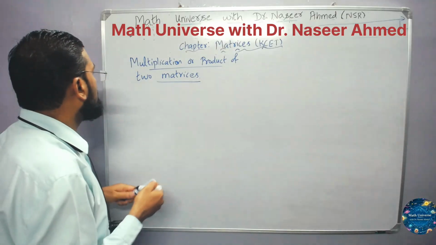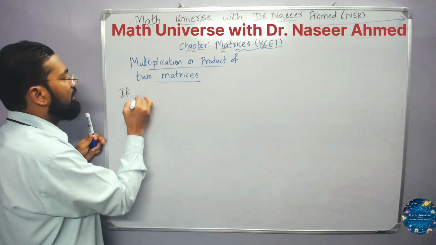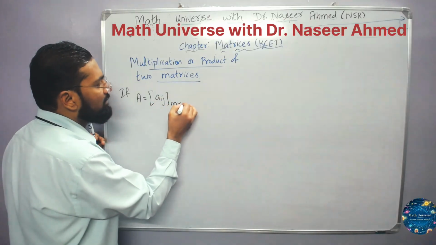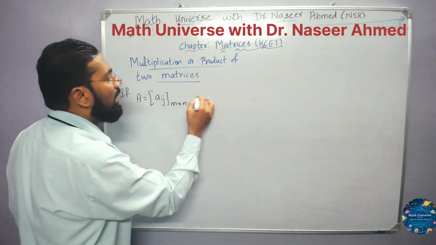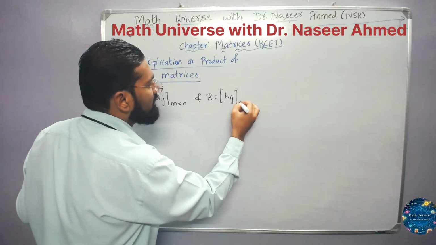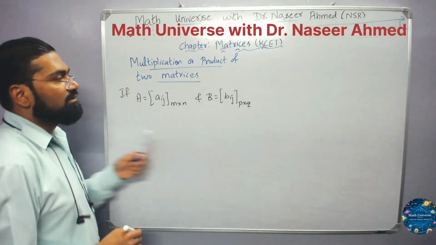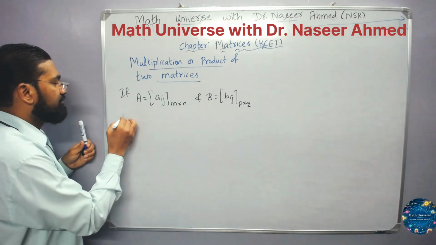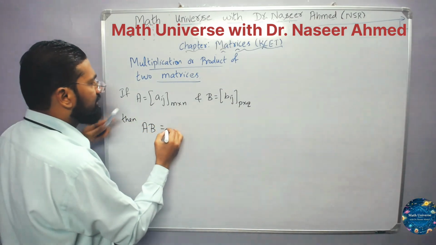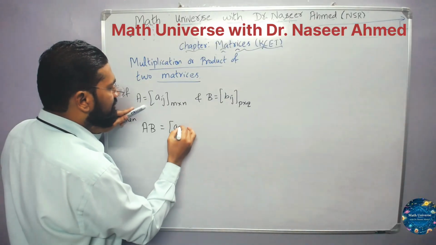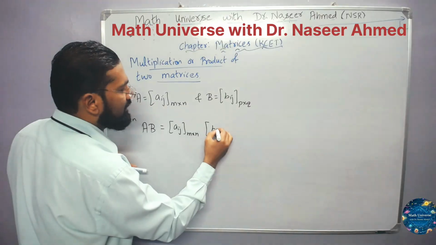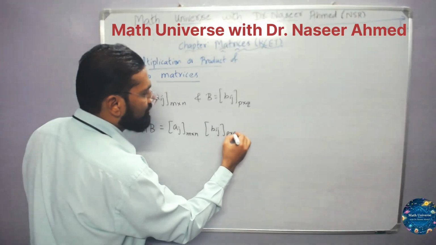Let's suppose that we have a matrix Aij, whose order is m by n, nothing but the number of rows is m and the number of columns is n, and B is a matrix Bij, whose order is p cross q, the number of rows is p and columns is q. Then when I want to multiply the two matrices A into B, let's substitute here. A is m by n in order, and Bij is p cross q in order.